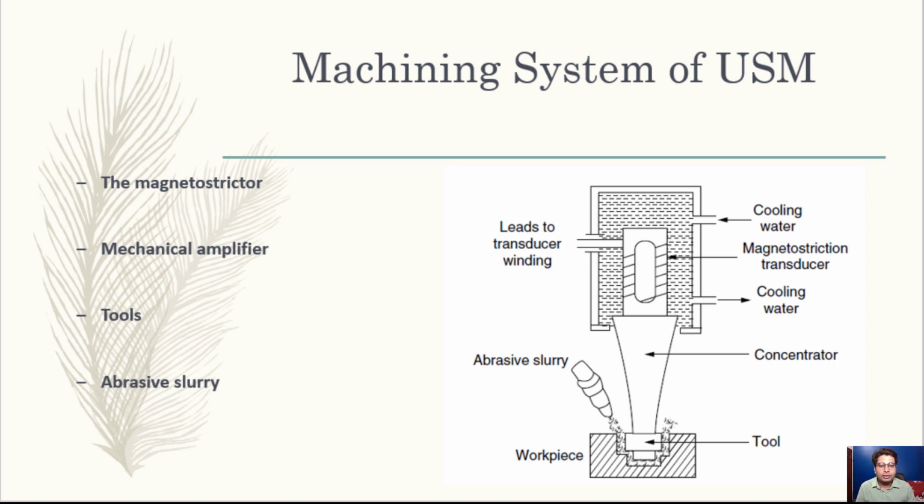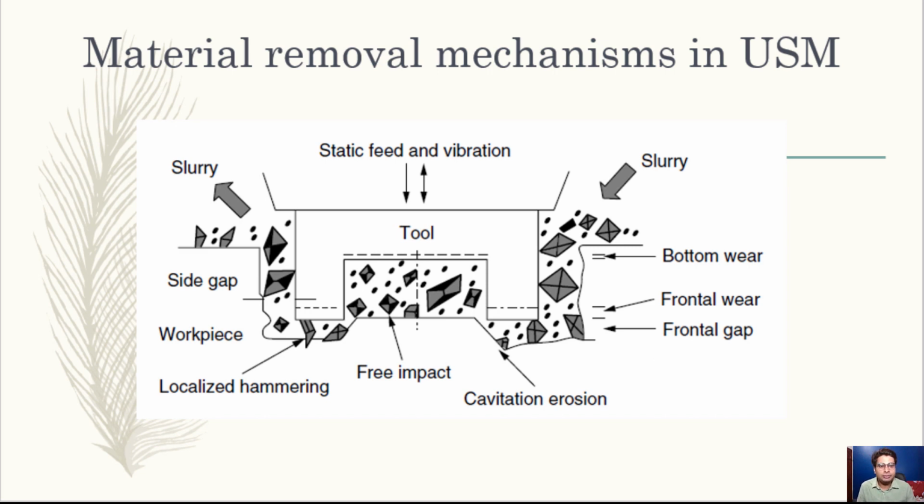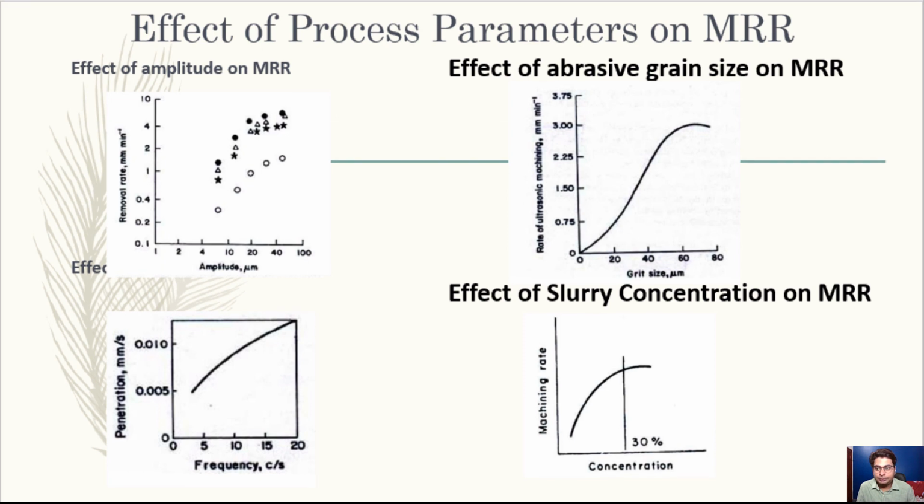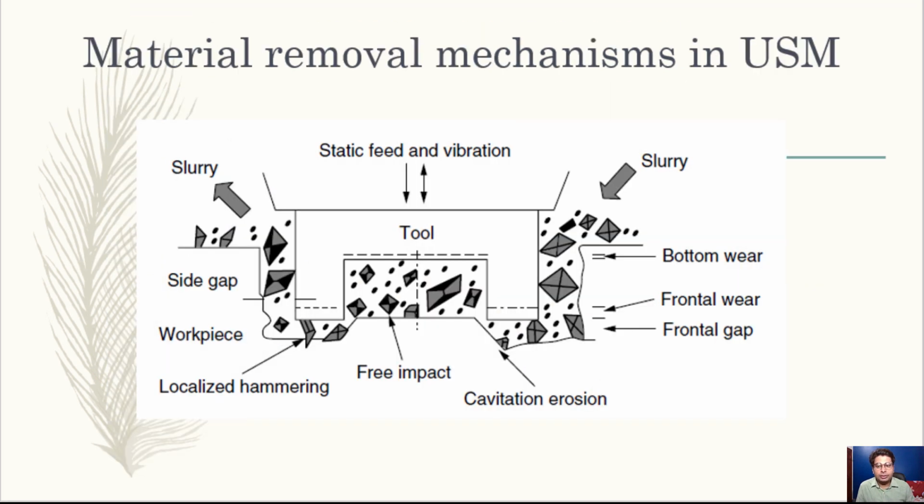Now, the material removal mechanism in the ultrasonic machining process. The material removal mechanism in this process generally involves three distinct actions. First, mechanical abrasion by localized direct hammering of the abrasive grains stuck between the vibrating tool and the adjacent work surface.